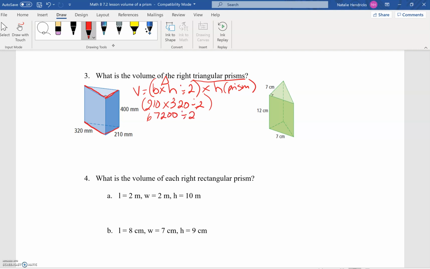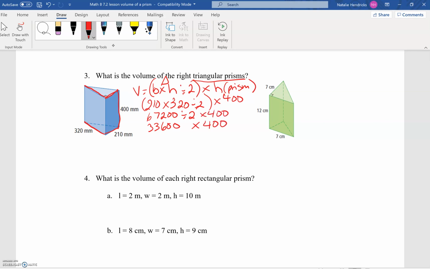67,200, and then I'm going to divide that by 2, which I get, oh, I'm going to check that again because I did this before and it looks different than what I have now. 67,200 divided by 2. Nope, this is right. 33,600. Now I need to times it by the height of the prism, and that'll be this guy.